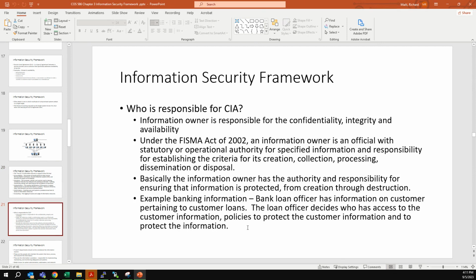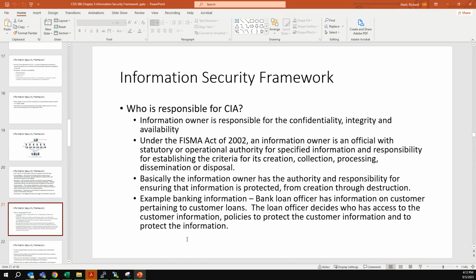So who is responsible for CIA? That's confidentiality, integrity, and availability. We've got the FISMA Act of 2002. The information owner is an official with the statutory or operational authority for specific information and responsibility for establishing the criteria for its creation, collection, processing, dissemination, or disposal. So the information owner has authority and responsibility of what to do with information, destroying it or protecting it.